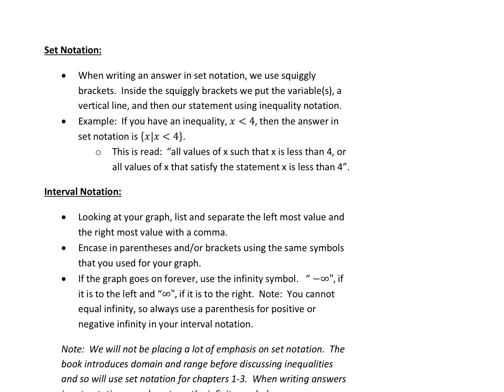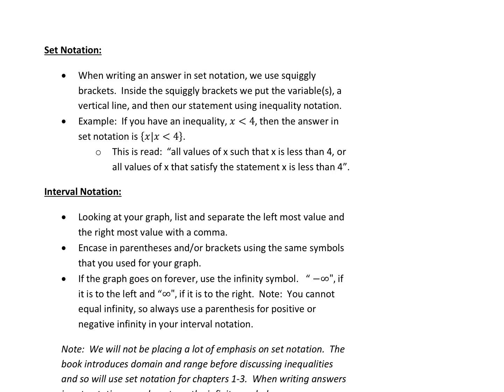Mathematically, you'll find that as you get further in math, mathematicians like to use lots of different symbols to represent things because they don't like writing sentences for some reason. But for instance, these symbols read all values of x such that x is less than 4, or all values of x that satisfy the statement x is less than 4.